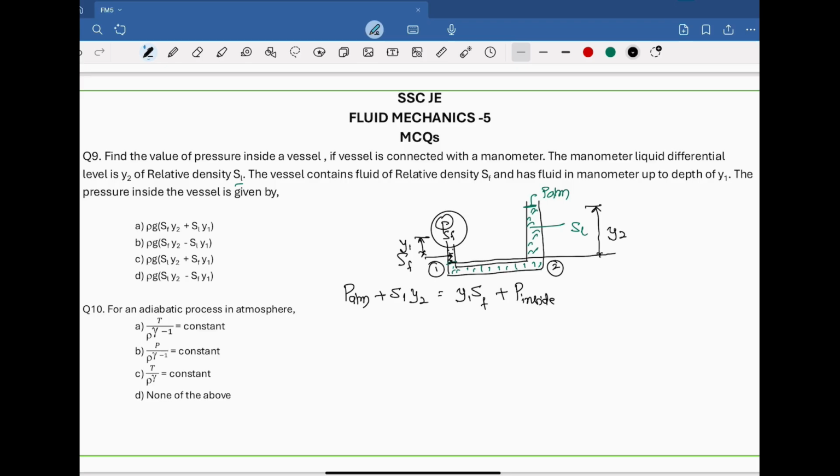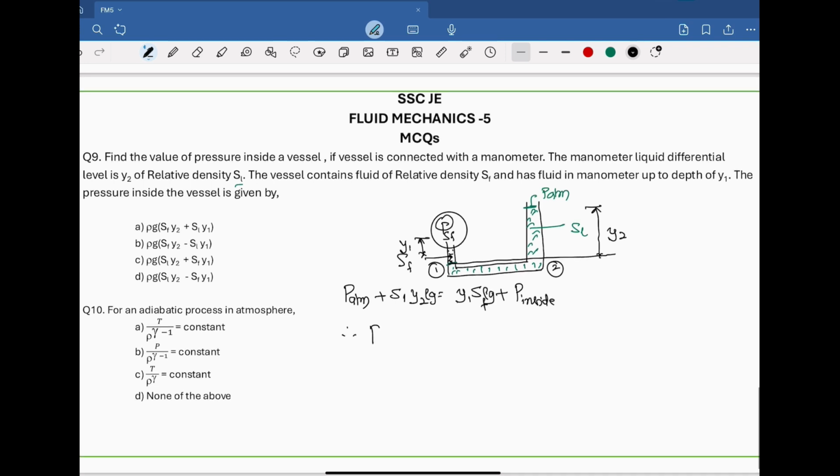This Y2 into rho g, because rho g h we have to add to calculate the pressure. Therefore, pressure inside is equal to SL Y2 into rho g minus SF Y1 into rho g plus P atmosphere. This P atmosphere is taken as datum and it is made as 0.